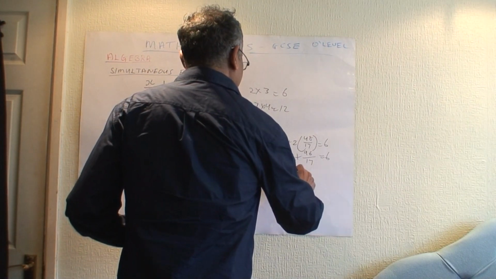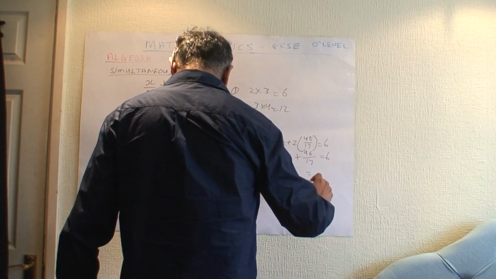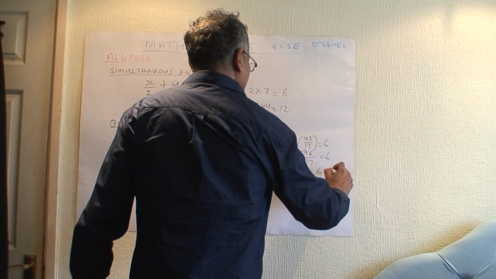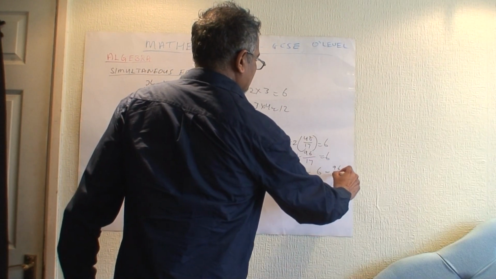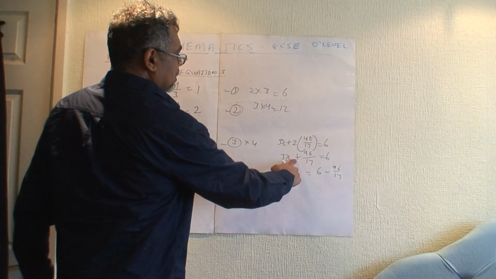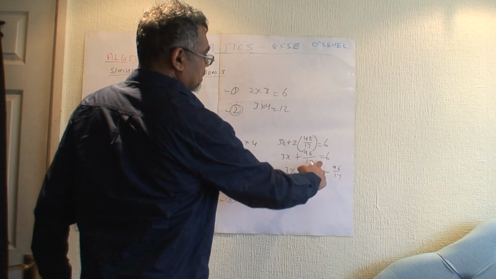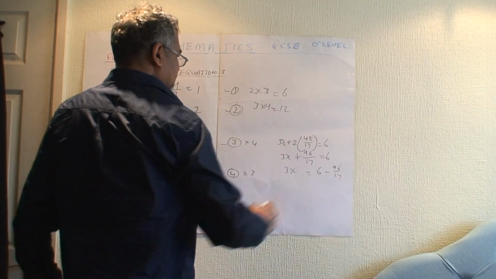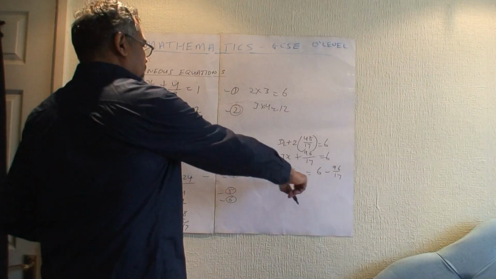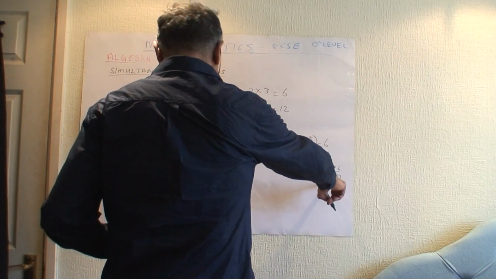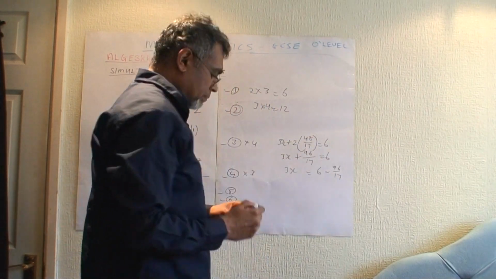So 3x is equal to 6 minus 96 over 17. It becomes minus. This is a plus. You go over to the other side of the equal sign, it becomes a negative. So 3x is equal to this. So we stop there for now.